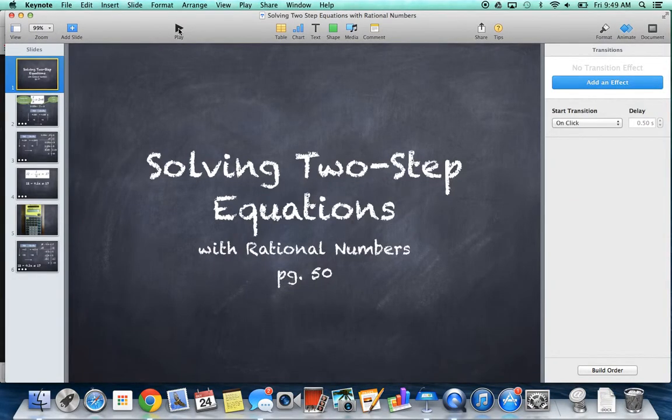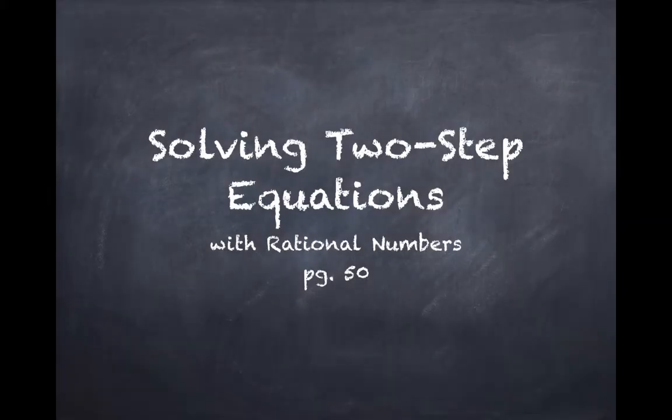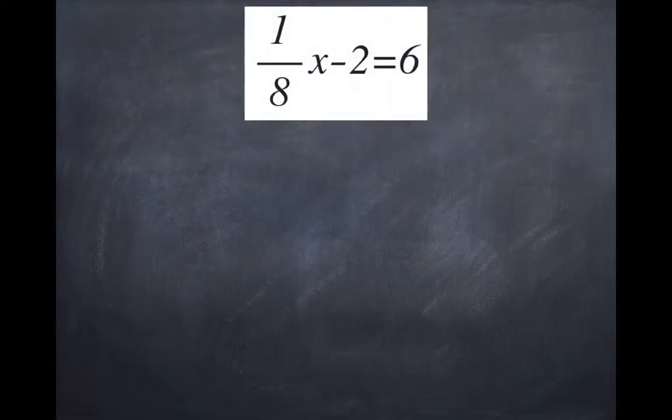Today we're going to be talking about solving two-step equations with rational numbers. And this is going to be the title on page 50 of your interactive notebook. So write the equation 1/8 x minus 2 equals 6. As you probably remember from yesterday, we are going to use inverse operations to find out the value of x.